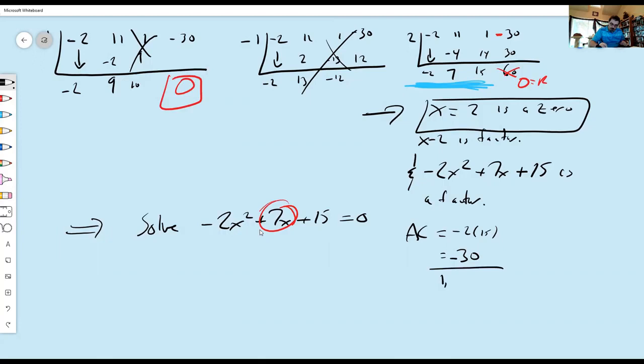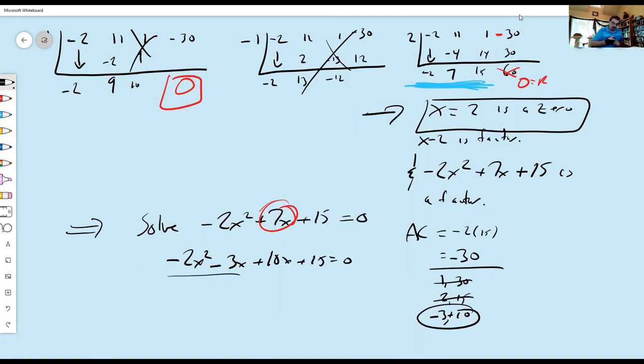Well, 1 and 30. There's no way I could add or subtract 1 and 30 in any manner to get 7, so that's out. 2 and 15. Nope. 3 and 10. Yeah. I need to get plus 7. I need a minus 3 and plus 10. So using the AC method, I'm going to come over here and rewrite 7x. So minus 2x squared minus 3x plus 10x plus 15 equals 0.